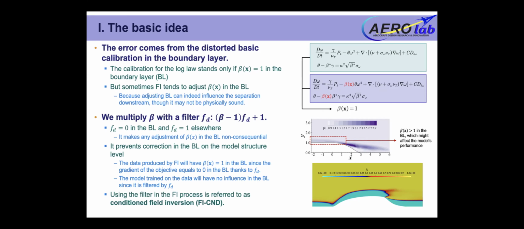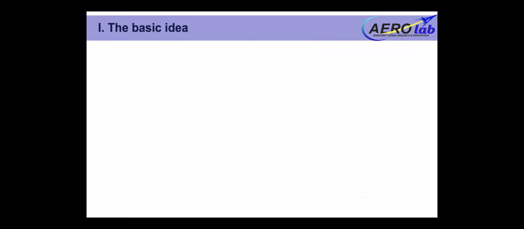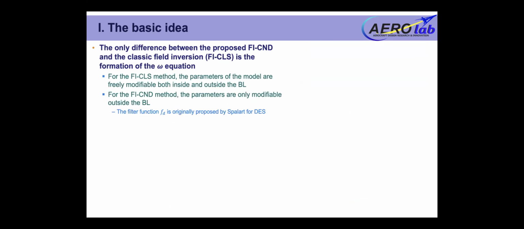And the model trained on the data will have no influence in the boundary layer since it is filtered out by FD. So using the filter in the field inversion process is referred to as conditioned field inversion from now on, that is FICND. The only difference between the proposed FICND method and the classic field inversion method is the formation of the omega equation.